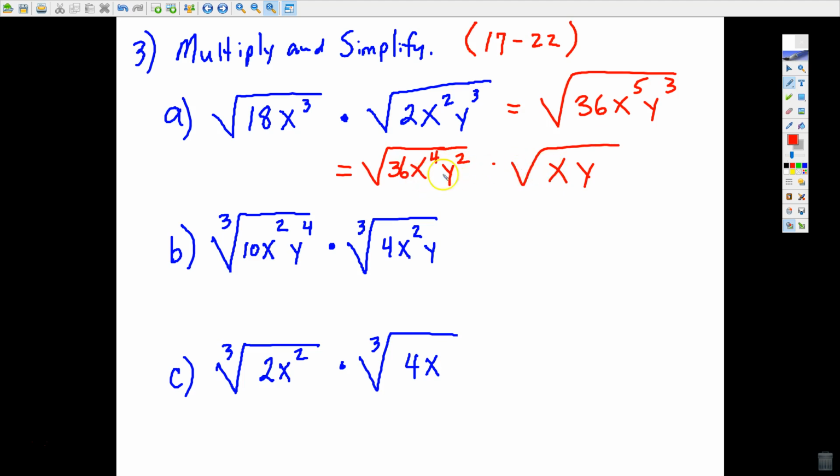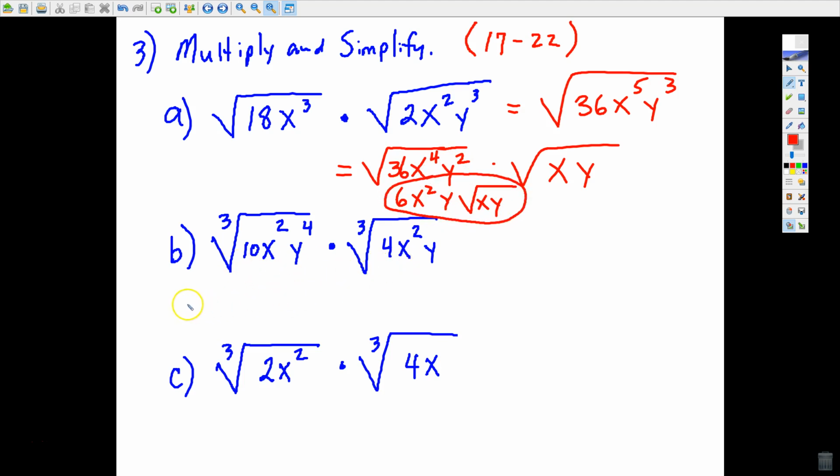So the red radicals multiplied together equal this one up here at the top. And now you simplify the one on the right. The square root of 36 is 6. Square root of x to the fourth is x squared. The square root of y to the second is y. And then this right radical will stay radical.